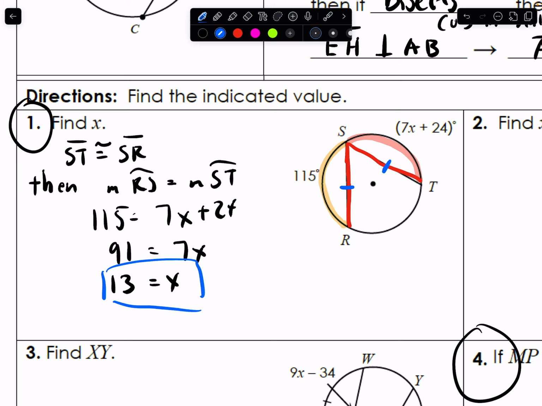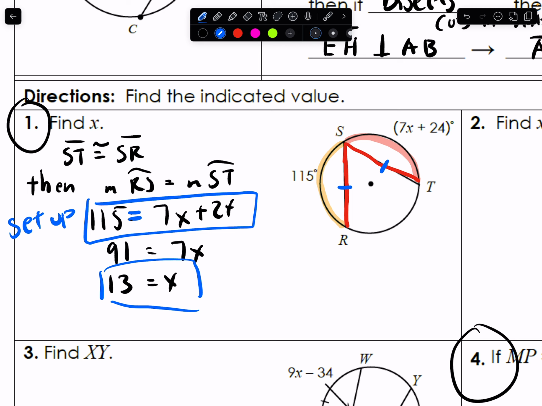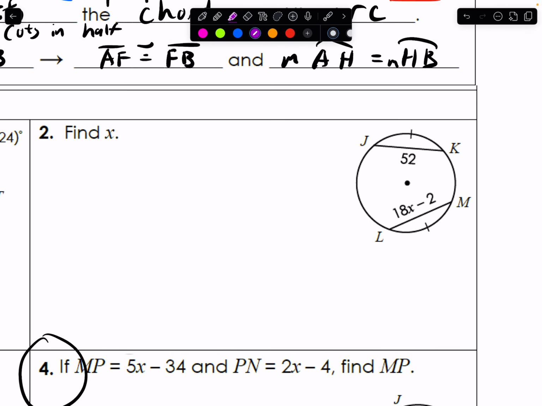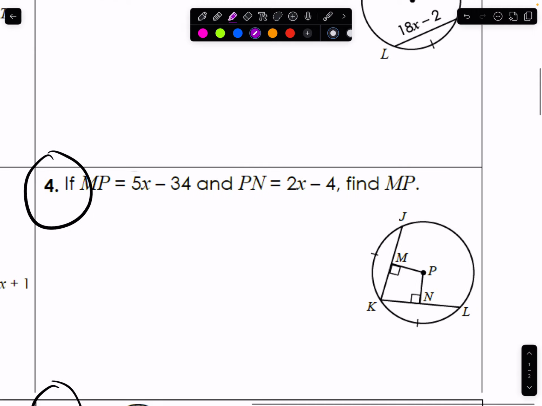The math is easy, but it's how you set up. This setup only came from this top part. Go ahead and take a second to process that. Try 2, don't skip and copy. Try 2, then check your answer, and then come back. Even try 3, then come back and let's do 4.